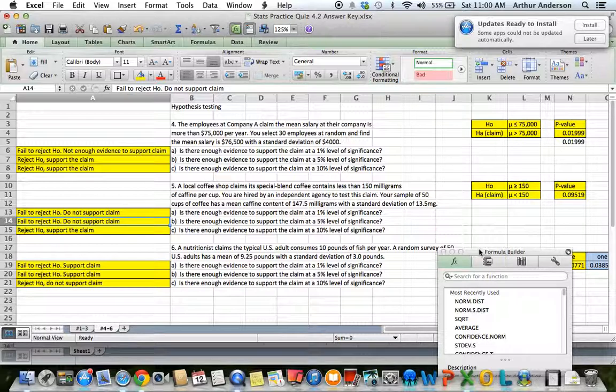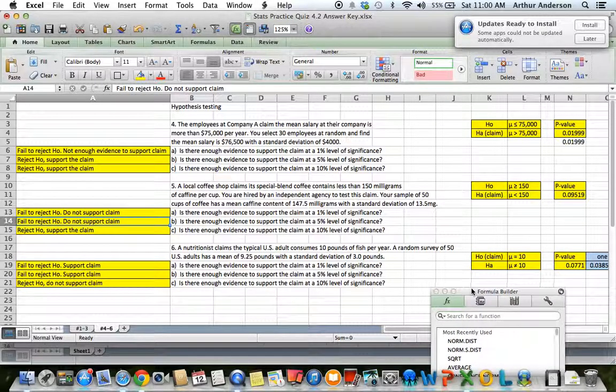For problem number 6, we have a two-tailed test. The nutritionist claims the typical U.S. adult consumes 10 pounds of fish per year. A random survey of 50 U.S. adults has a mean of 9.25 pounds with a standard deviation of 3 pounds.